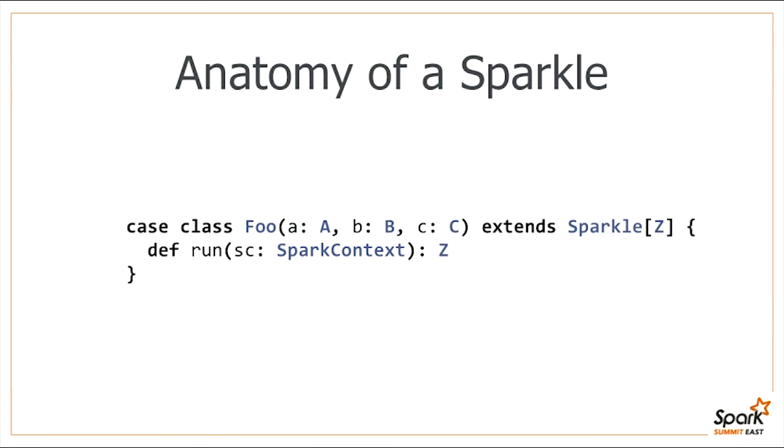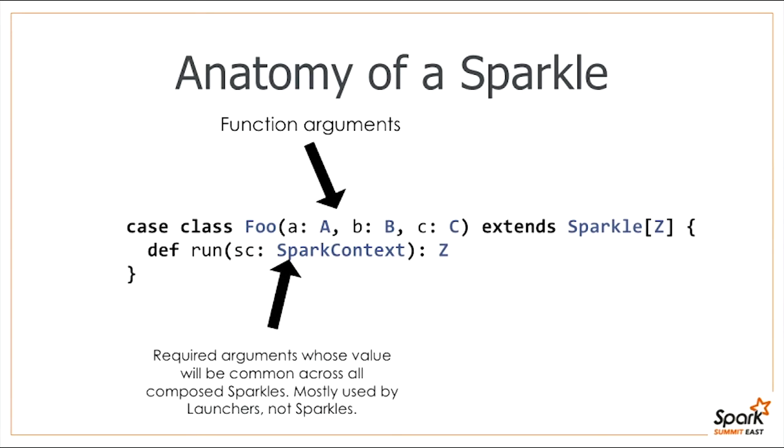Cool. So, a bird's eye view, the anatomy of a Sparkle. First of all, it has its constructor arguments as the function arguments to the Sparkle. You have a run method. It takes the Spark context and spits out an output Z. And that output Z is the type of that Sparkle.